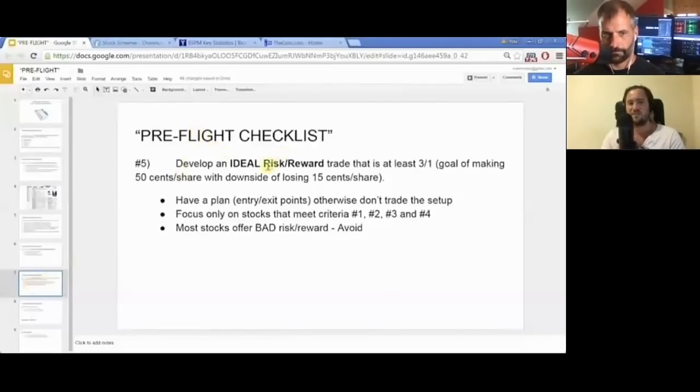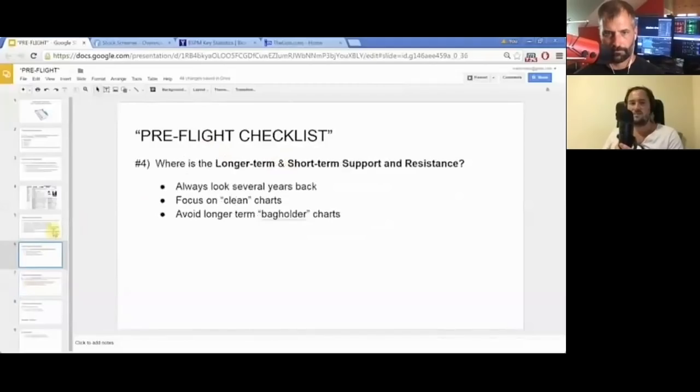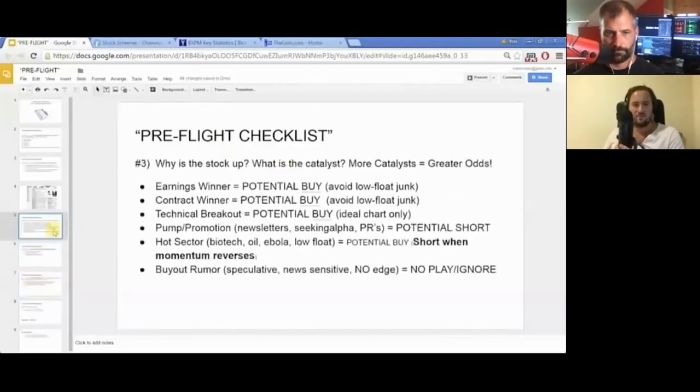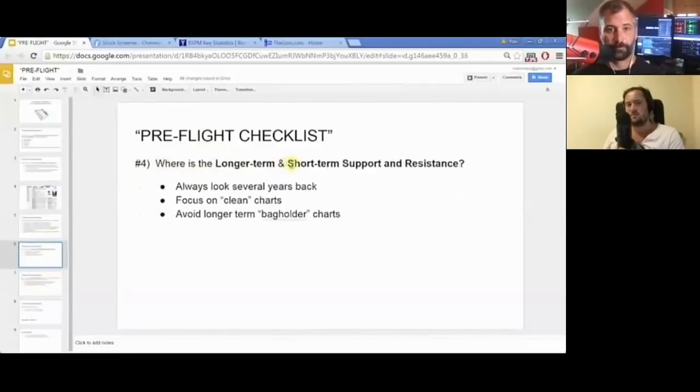So we're going to talk about ideal risk reward a little bit later, but let's get into the details of the research itself. Why the stock's up, what's the catalyst, and where's the longer term and shorter term support and resistance. And once we look at all of these things, we can determine whether or not the stock is worthy of being on our watch list as a potential long or a potential short.